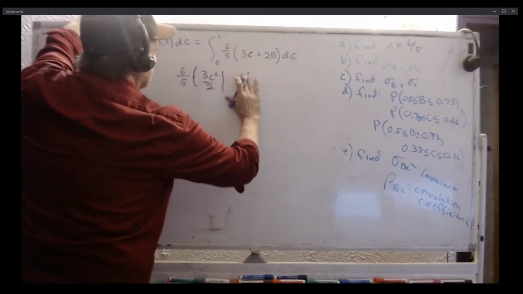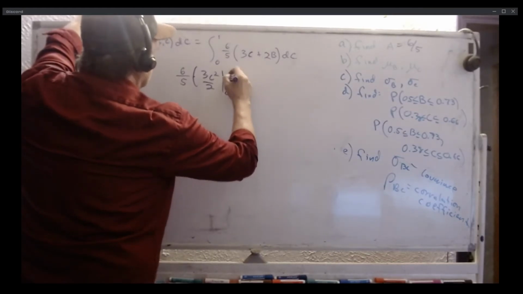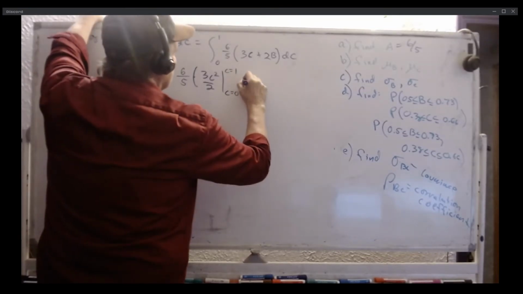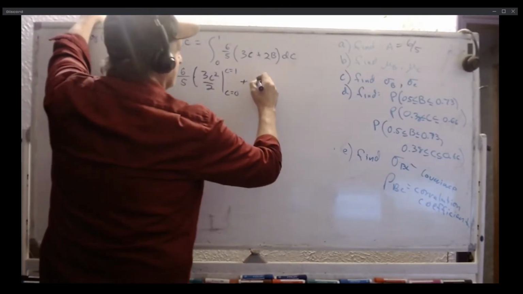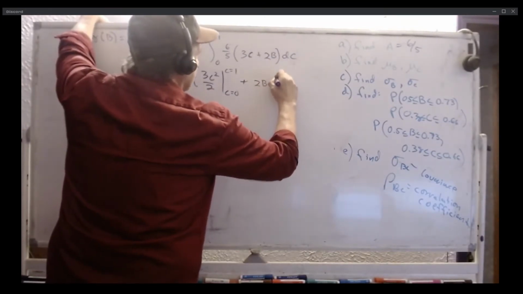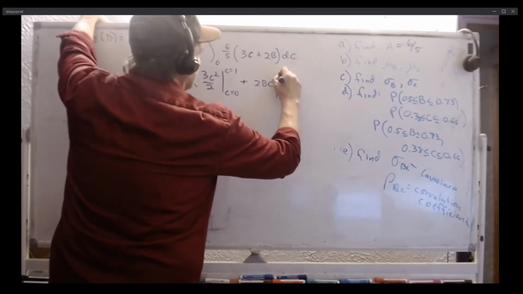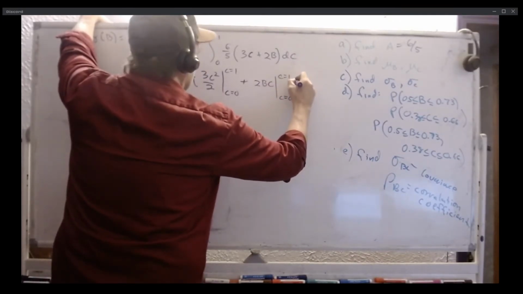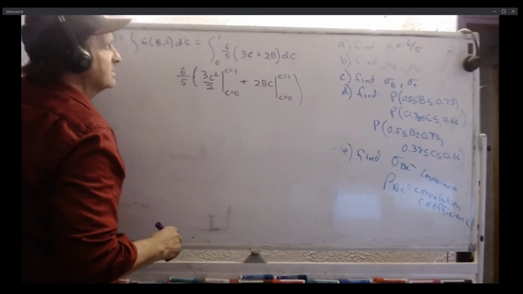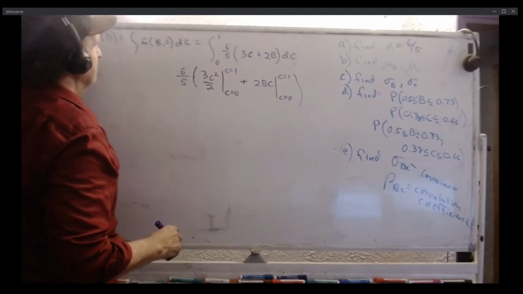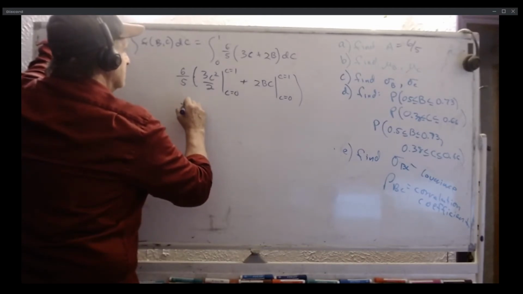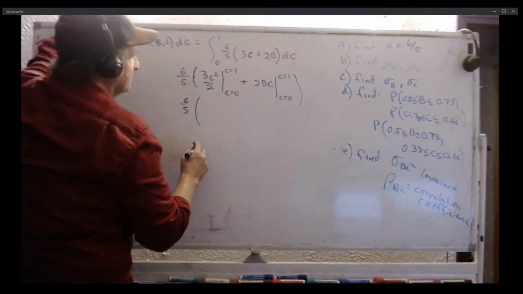And watch what I do here. If you guys have wonderful memories and aren't going to get things confused, that's fine. Don't have to do this. I don't trust myself. So the B is a constant. So it's nothing more than 2B C evaluated for C equals 0 to C equals 1. And 6/5 multiplies the whole shebang, right, guys? So what do you get? 3/2?